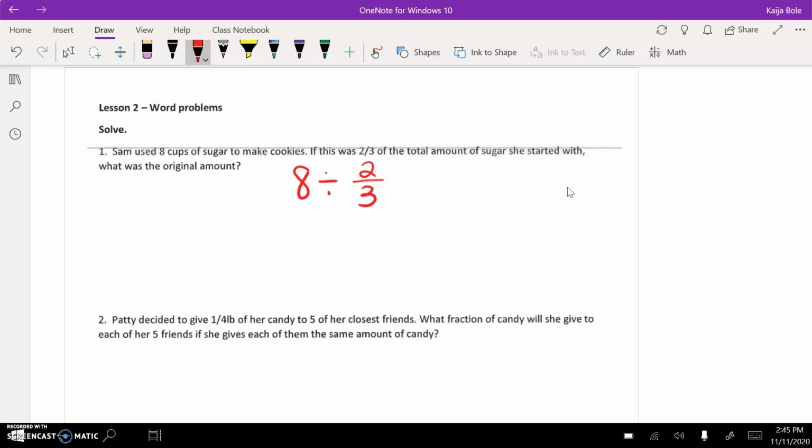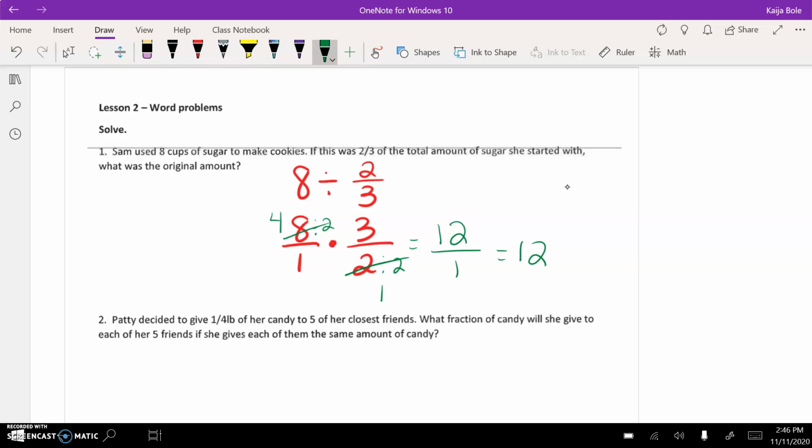So I would want to write my 8 as a fraction. All right, so it'd be 8 over 1 times, I flip the second fraction, 3 over 2. And I can cross divide. I can divide the 2 and the 8 by 2. So you'd get 1 and 4. So then I multiply across. 4 times 3 would give me 12 over 1 times 1 is 1, which is 12.